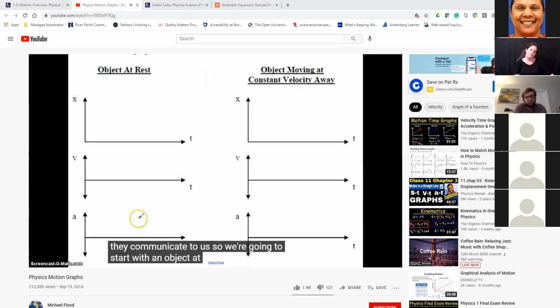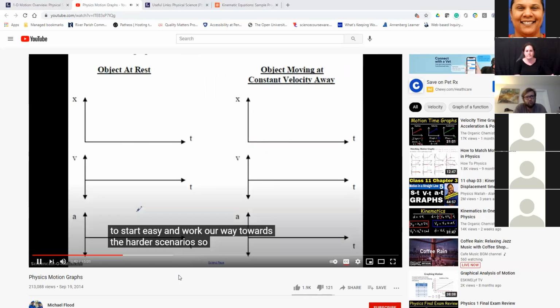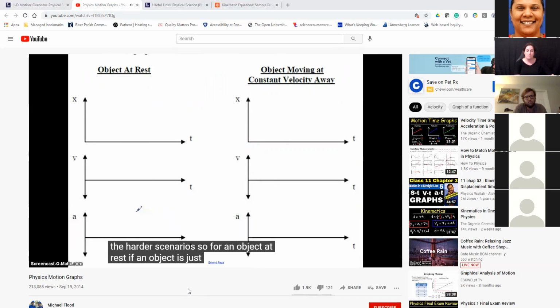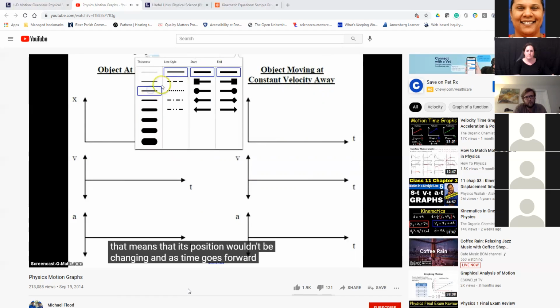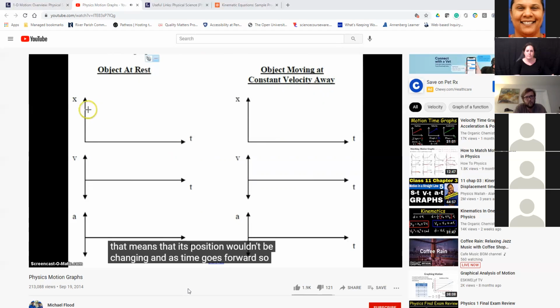So we're going to start with an object at rest. We're going to start easy and work our way towards the harder scenarios. For an object at rest, if an object is just standing there, that means its position wouldn't be changing as time goes forward. You could pick any spot. And what this means is that the distance is not getting bigger or smaller as time progresses.